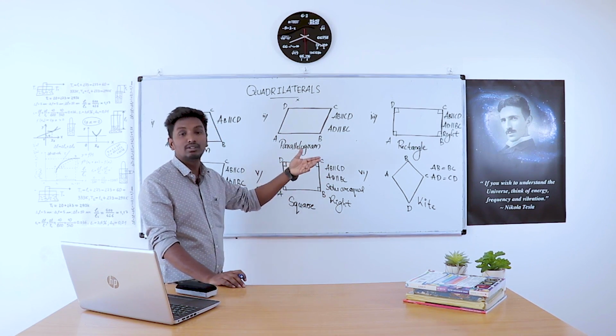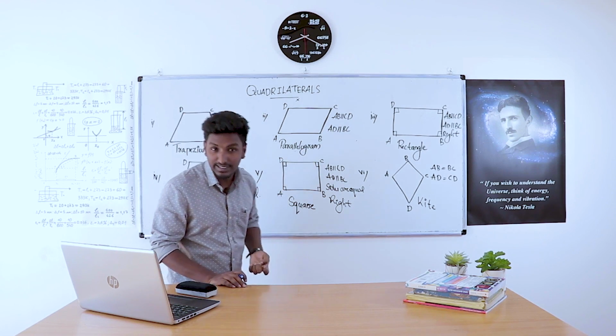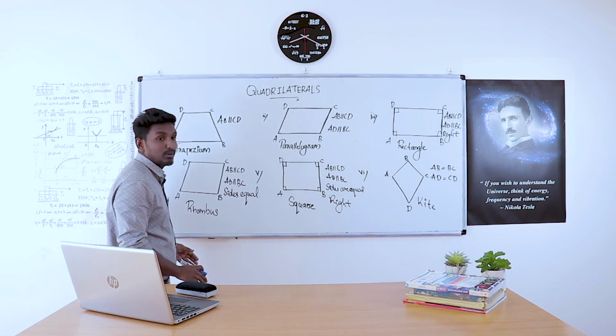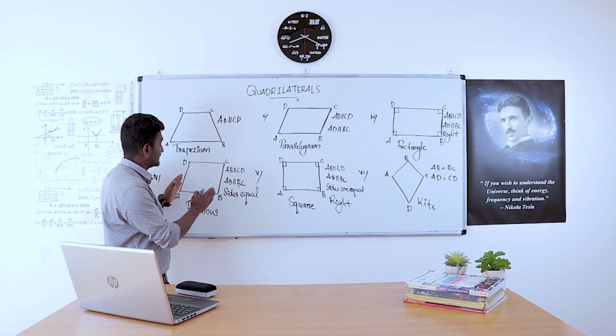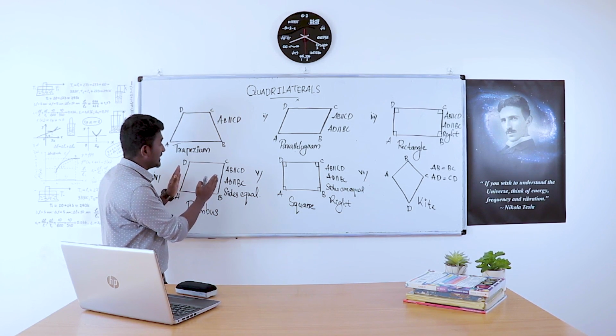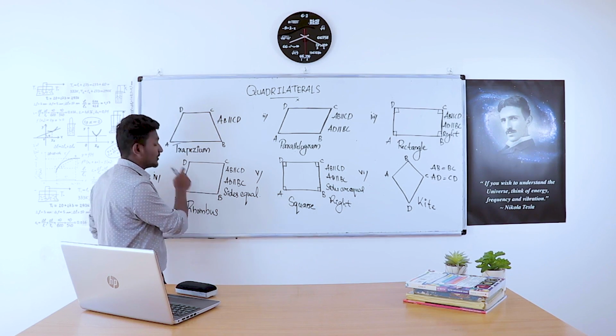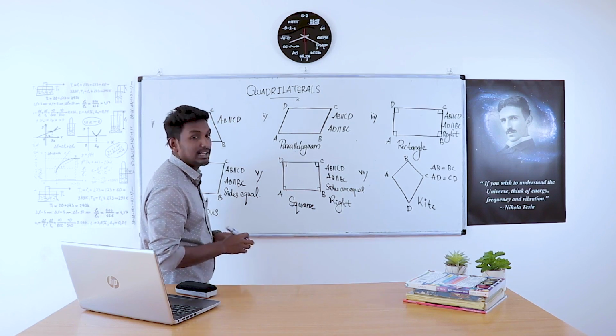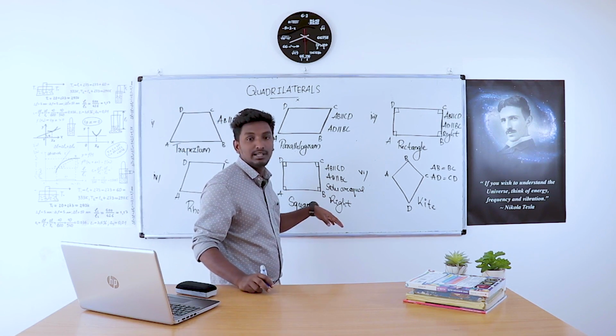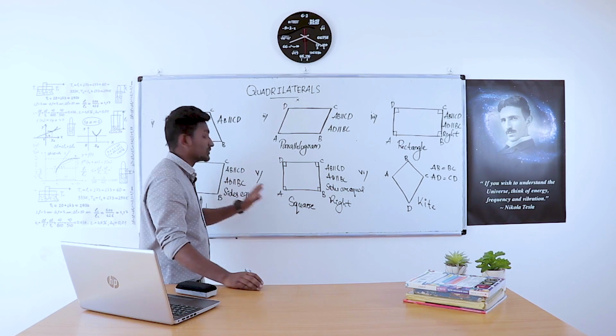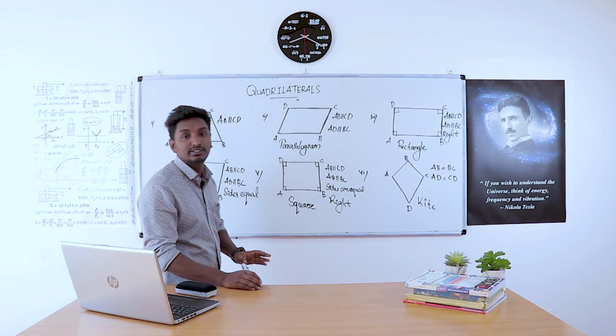So a square can also be called a special case of a rectangle. Now look at the rhombus. In a rhombus, if an angle becomes 90 degrees, then it simply becomes a square. So a square can also be called a special case of a rhombus.